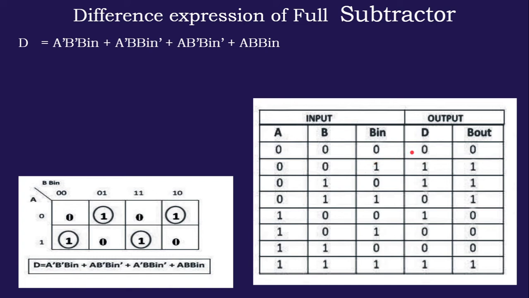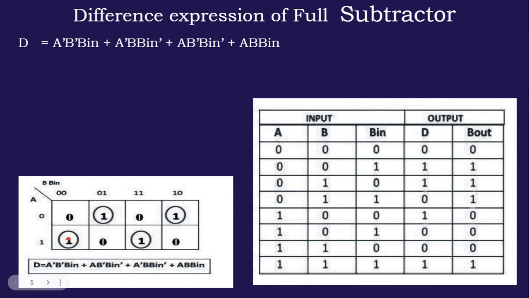For this D, the answer is 1 for position 1, position 2, 4 and 7. So for 1, 2, 4 and 7, the values are 1. You have to fill the values. The positions are 0, 1, 2, 3, 4, 5, 6, 7. Fill in the values for 1, 2, 4 and 7 with 1 and leave the remaining blank, or we can fill the value as 0.